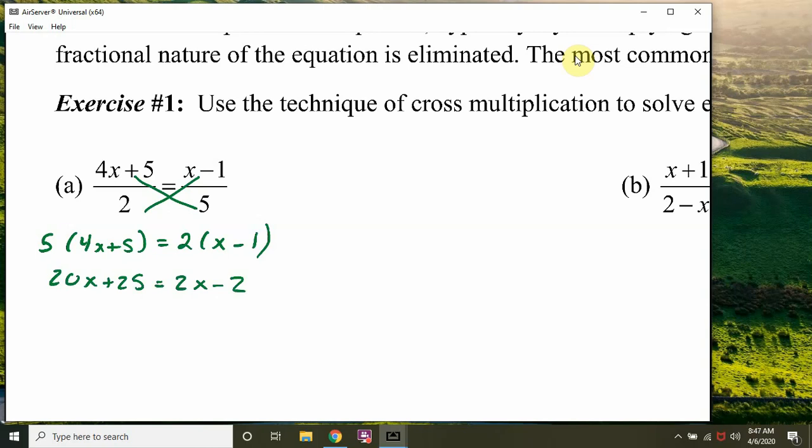And we have a linear equation now in terms of x. I'll get all the x's on the left, everything else on the right. So subtracting the 2x and subtracting the 25, we're looking at 18x equals negative 27, and divide by 18. We can simplify that, since both are divisible by 9. That's negative 3 halves. So we cross-multiplied, distributed, and solved.